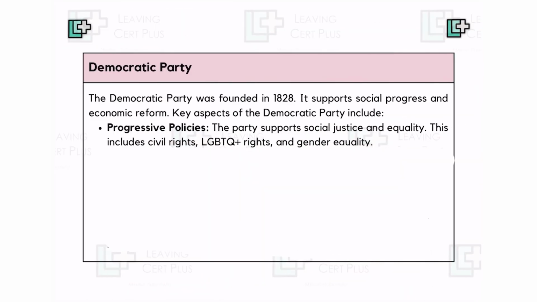The Democratic Party, founded in 1828, supports social progress and economic reform. Here are some key aspects attributed to the Democratic Party. It is very progressive in its policies. It supports social justice and equality, civil rights, LGBTQ plus rights, and gender equality as well.